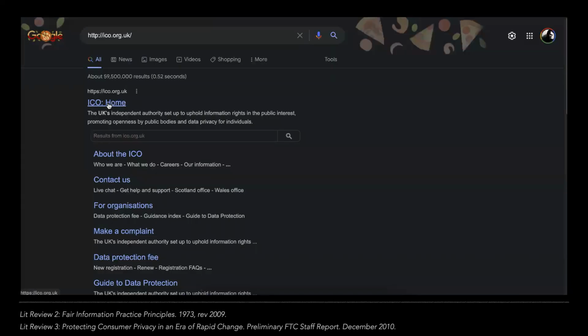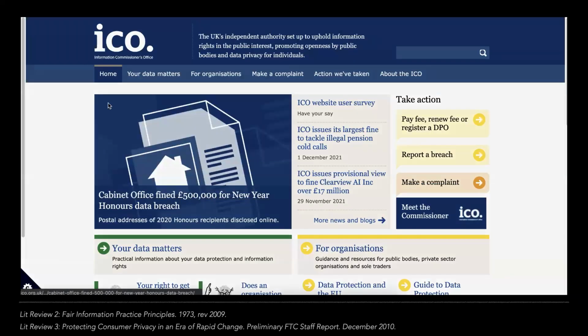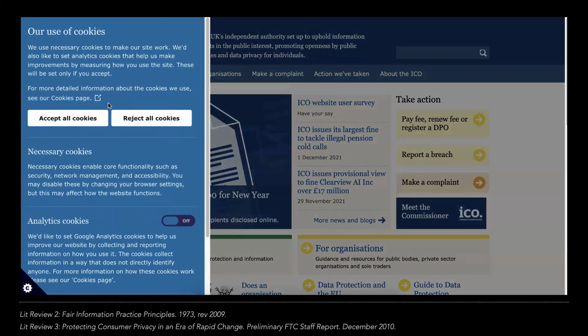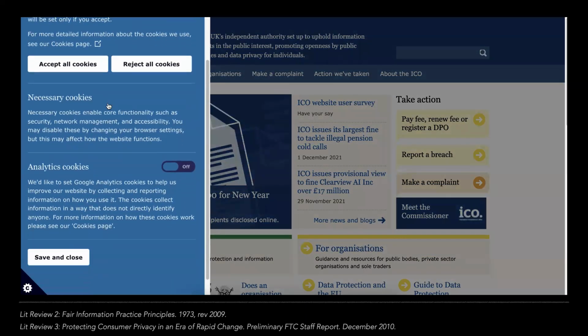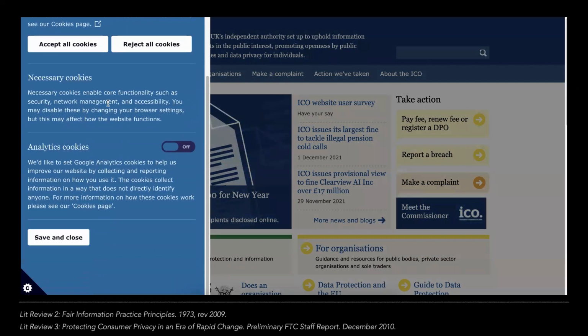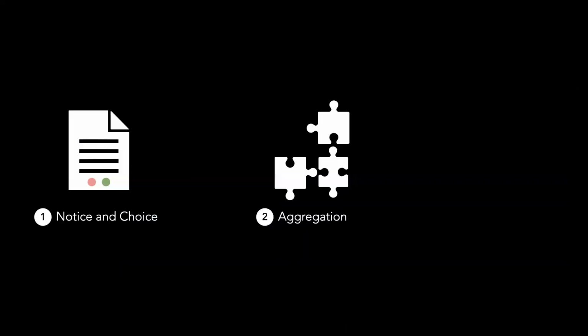Think about your own experience. Have you ever read any of this? And does it actually give you much control over your privacy on the internet? The simple answer is no. This practice is inadequate.